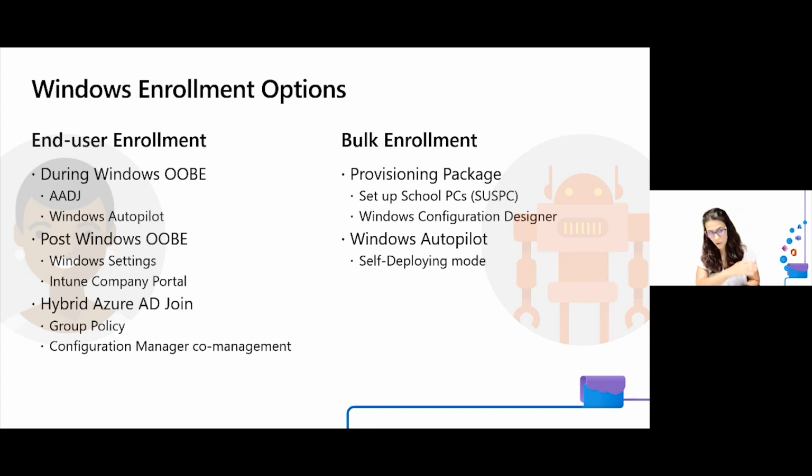After the device has gone through out-of-box experience, you can only join it to Intune through the settings or by installing the Intune Company Portal application. However, this makes it so that the device is going to be tagged as a personal device and not as a corporate one. So really consider the best way to approach it: to do it from the start on the out-of-box experience or to do it later. If you have hybrid Azure AD join devices, then you can also leverage group policy. And if they are in Configuration Manager, you could enable co-management to bring them to cloud management as well.